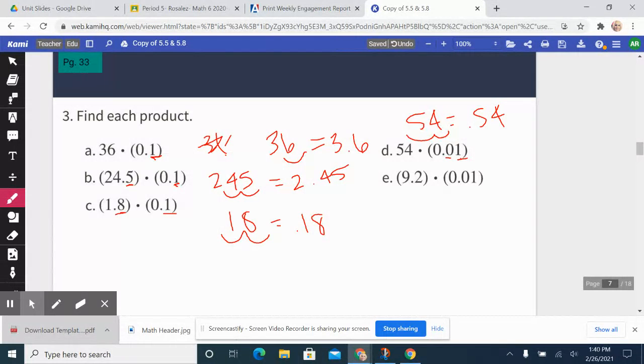And then for your last one, 92 times 1 is 92. And then you need to move your decimal over 1, 2, 3. Now remember, if you don't have a decimal place, you can add a 0. So I go 1, 2, 3. Well, I would add a 0 right there. So your answer would be 0.092.